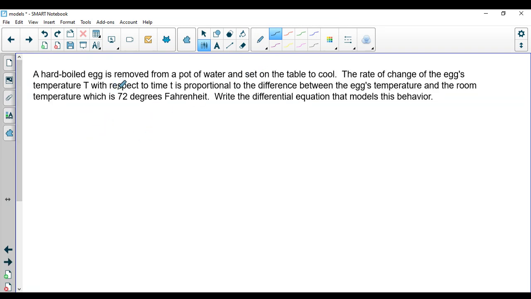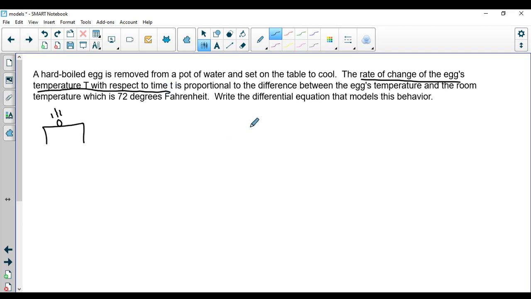Whoa, we're talking about hard-boiled eggs now. Now it's getting real. So here we go. A hard-boiled egg is removed from a pot of water and set on a table to cool. So make sure you draw that table with your egg there, steaming. Actually, you don't have to draw that. It says the rate of change of the egg's temperature. Well, this is where it gets interesting. The rate of change of the egg's temperature T with respect to time.